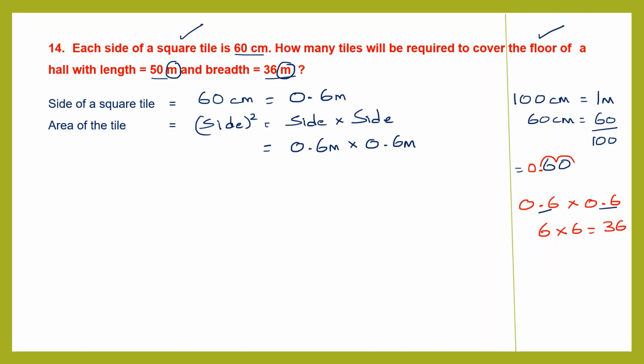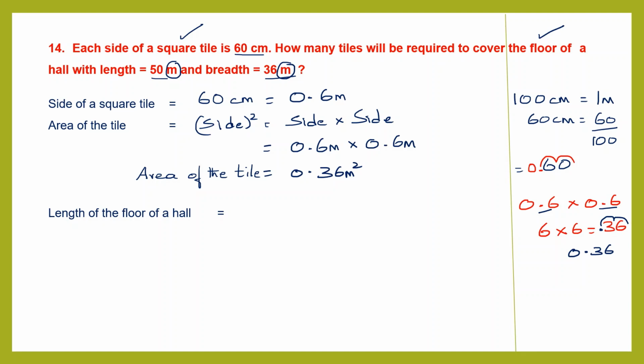Now in the question there are two decimal places, so the answer also will have two decimal places. So the point moves from here and comes here. So we get 0.36. So the area of the tile is 0.36 meter square. So we've got the area of the tile to be 0.36 meters square.